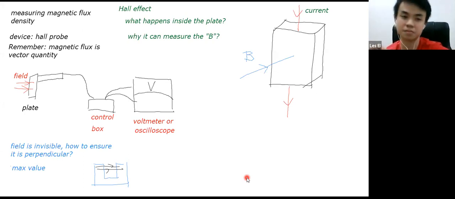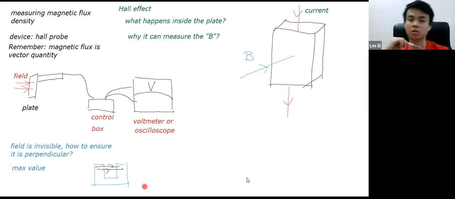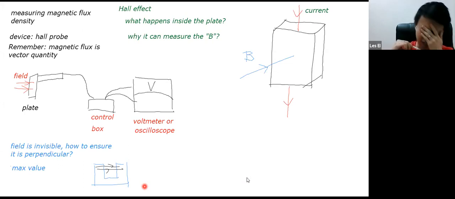Okay. So now we are going to discuss the Hall effect. Actually, what happens inside the plate? Why can we measure the magnetic flux density? So I draw the plate separately. Where does the current flow? Actually, your Hall probe will have current flow also. So that is a current flowing through your Hall plate or your Hall probe. Your Hall probe is using a battery also, actually.